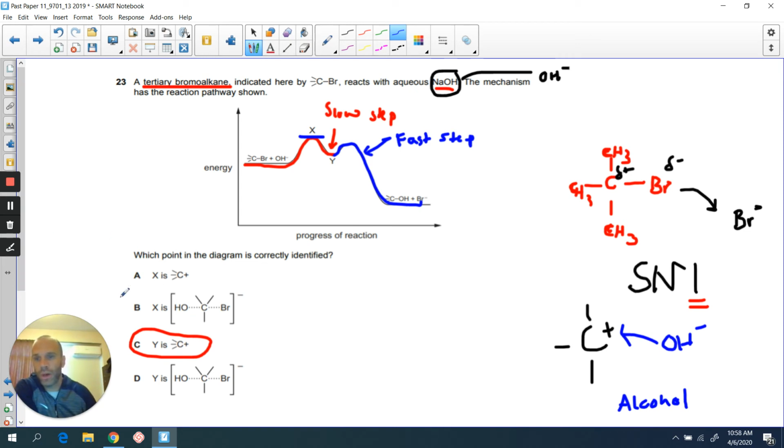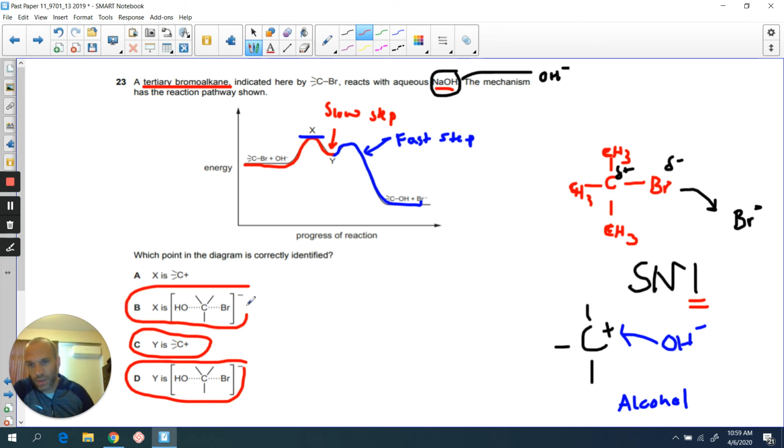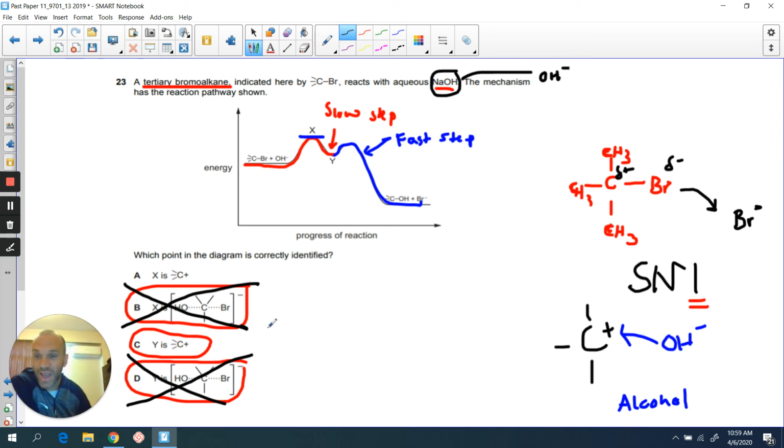Right, so now we've got to rule out why some of these are incorrect. First of all, it's worth remembering that because this is SN1, in other words, it's only involving this molecule itself in that first rate determining step, there is no transition state. So this state here and this state here are both indicating transition states. These can't be correct, because this is an SN1 mechanism. You'll only get your transition state in the SN2 mechanism. So B and D are ruled out for that reason.